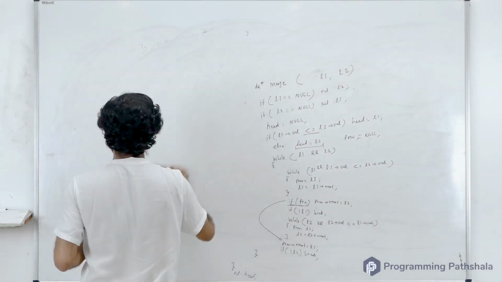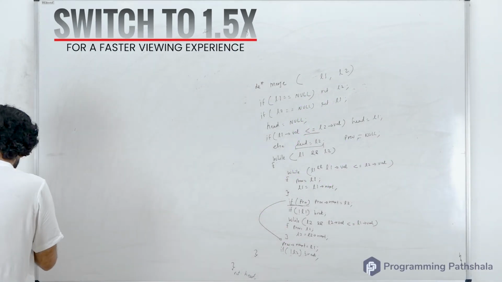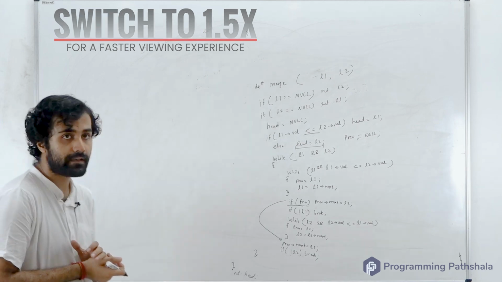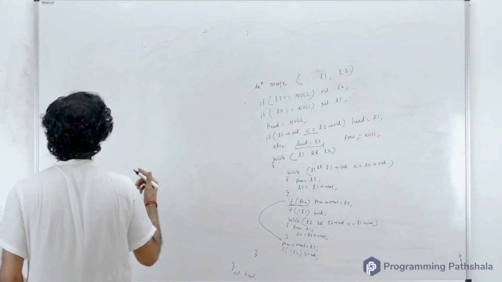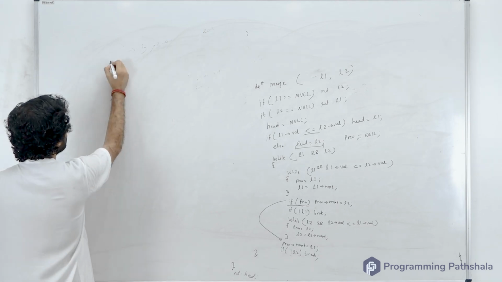Now, tell me another thing. Can I merge two linked lists in a recursive manner? Let us all learn that, okay? That's quite important. Let us say there is linked list 1.